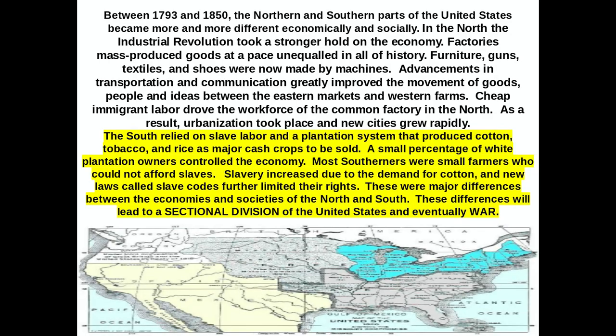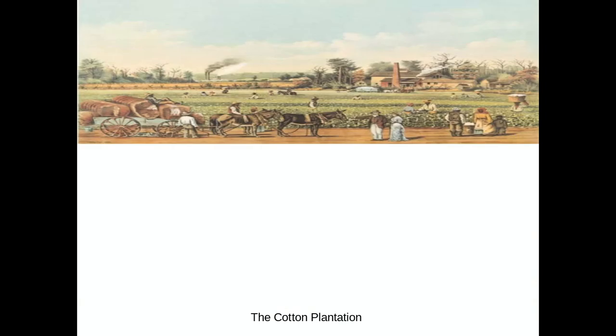If you take a look at the highlighted information, I read you the top yesterday. I'm going to read you the bottom. The South relied on slave labor and a plantation system that produced cotton, tobacco, and rice as major cash crops to be sold. A small percentage of white plantation owners controlled the economy. Most Southerners were small farmers who could not afford slaves. Slavery increased due to demand for cotton, and new laws called slave codes further limited their rights. This is going to be the focus for what we talk about today with the South.